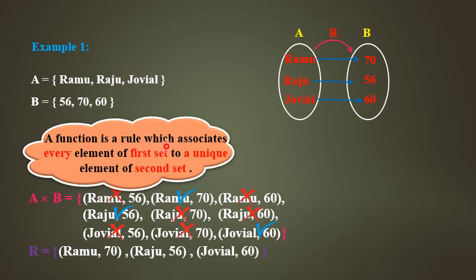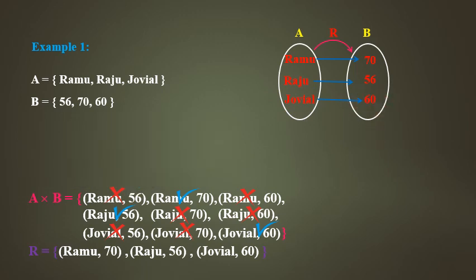A function is a rule which associates every element of the first set to a unique element of the second set. What is a function? Every element of a set must be associated to a unique element. Correct? Now let us consider one more example. Take two sets and find A cross B.